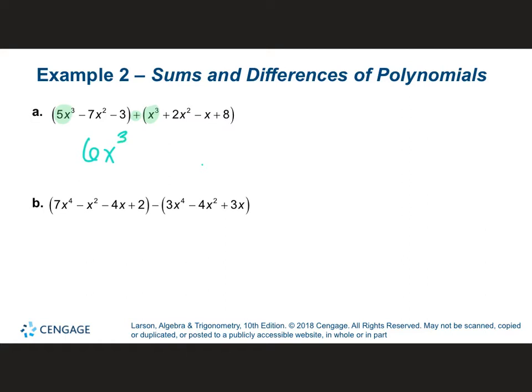Now I look for some more like terms. I have a negative 7x squared. Remember that negative sign goes with the term. And I have a positive 2x squared, so negative 7 plus 2 is going to give me a negative 5x squared.